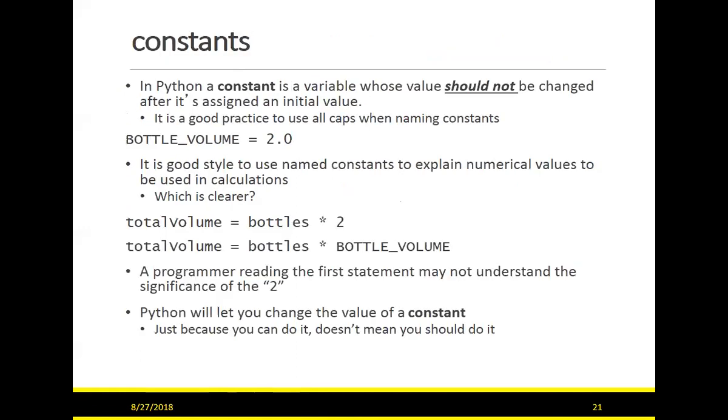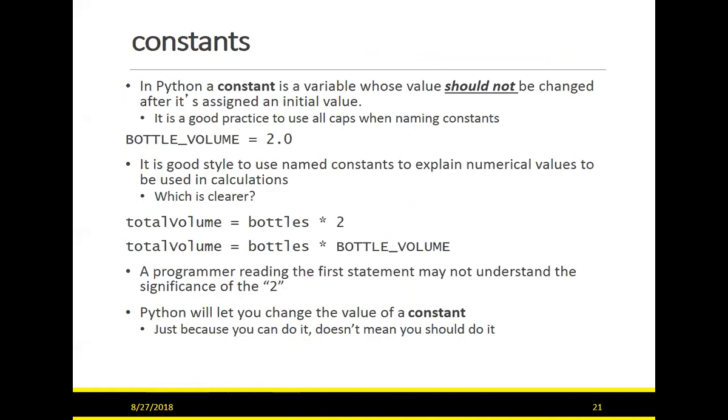So a constant in Python is a constant whose value should not be changed. I always love that. Should not be changed, okay? It's a good idea in Python and all languages to write your variable names in all caps if they're constant. So, I just love that. Should not be changed. So what does should not mean?